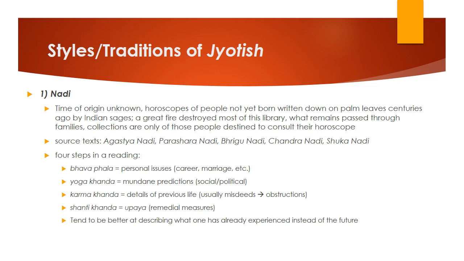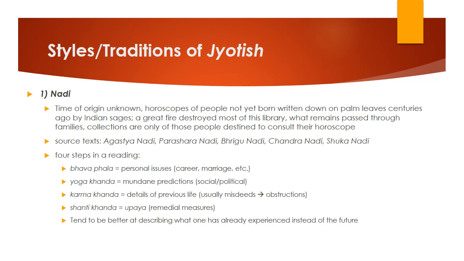All right. So again, there's a whole library of these, and apparently there was a bigger library of these at some point, and there was a great fire that destroyed most of it. But what remains of the library gets passed through families. And so the collections that are remaining are only of those people who are destined to consult with their horoscope. So the source texts, the big written texts on the style of Jyotish, are the Agastya Nadi, the Parashara Nadi, the Bhrigu Nadi, the Chandra Nadi, and the Shuka Nadi.